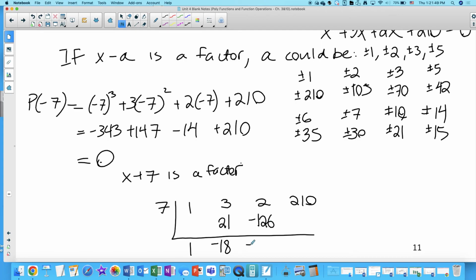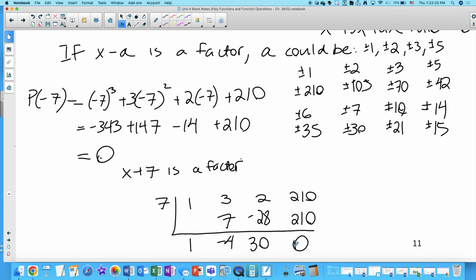Did I mess something up here? This is a 7. I did mess something up. 1 times 7 is 7, not 21. 3 minus 7 is negative 4. Negative 4 times 7 is negative 28. 2 minus negative 28 is 30. 30 times 7 is 210. 210 minus 210 is 0. Phew.